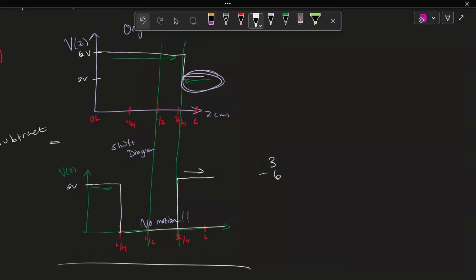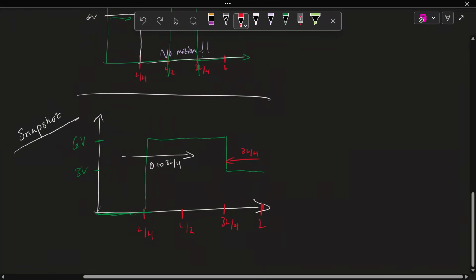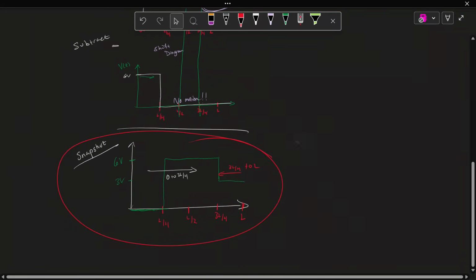Hopefully that made sense. But yes, that's how you would do it. So 3L over 4 to L, and that would be your answer. And there we go. We're done with the snapshot. That's part B.